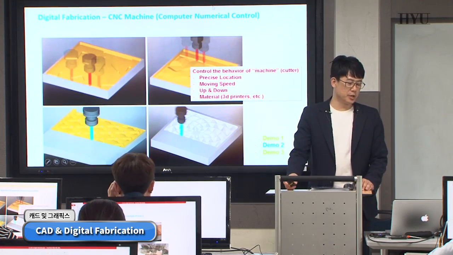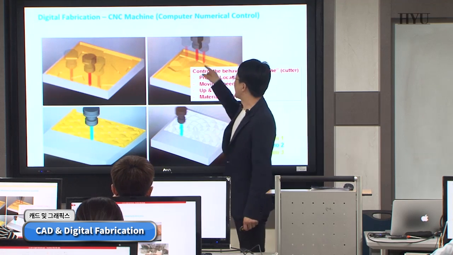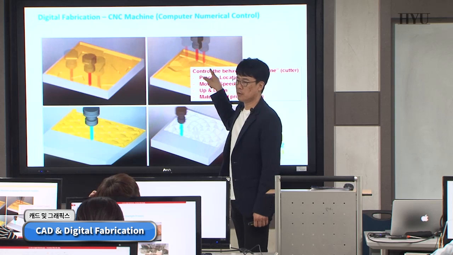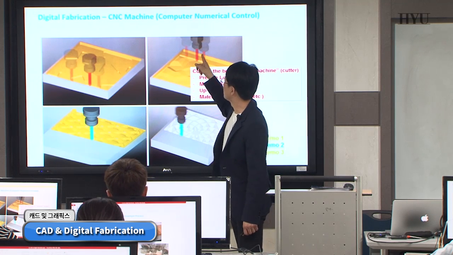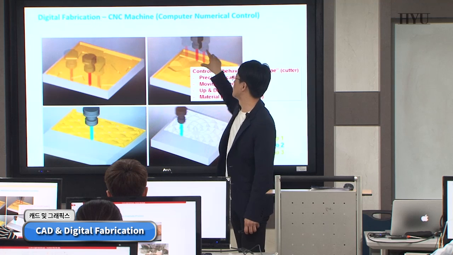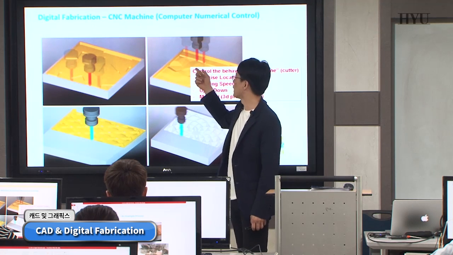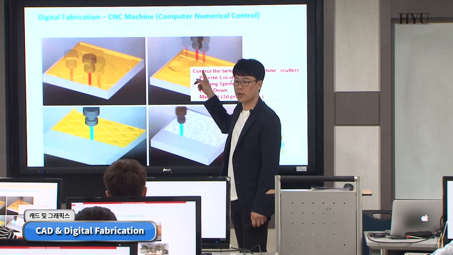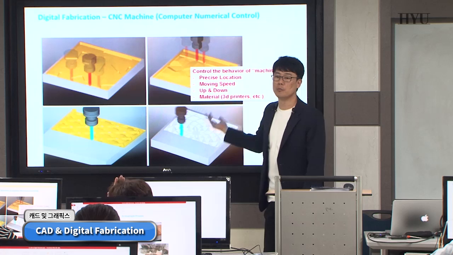Okay, CNC machine means computer numerical control. So the movement of this drill is carefully controlled by computer. The location of this drill, the thickness and size of the drill, and the X, Y, Z location points are 100% controlled by computers.